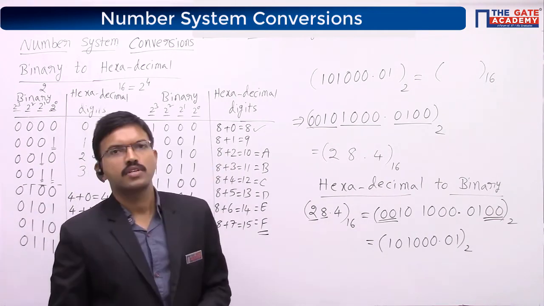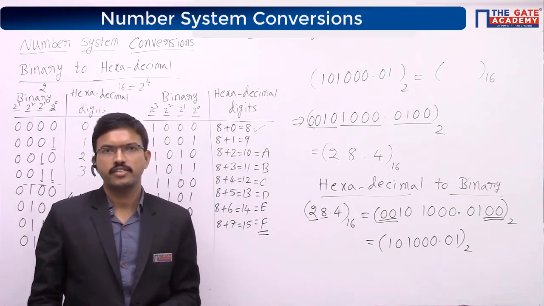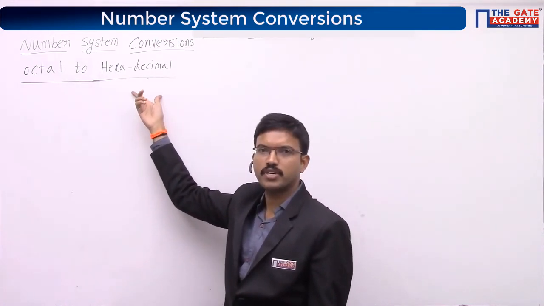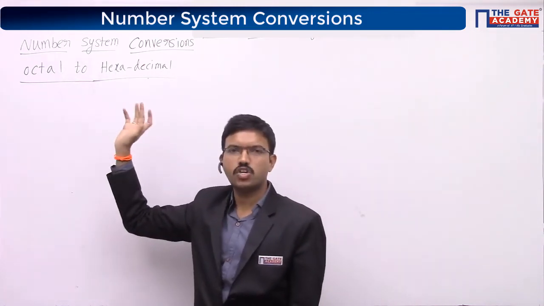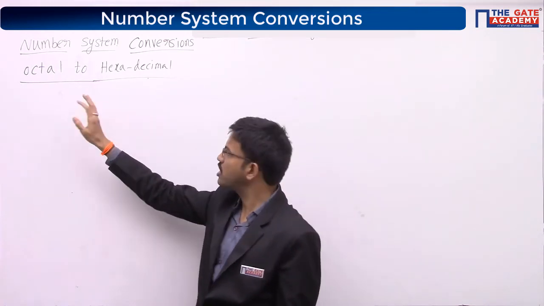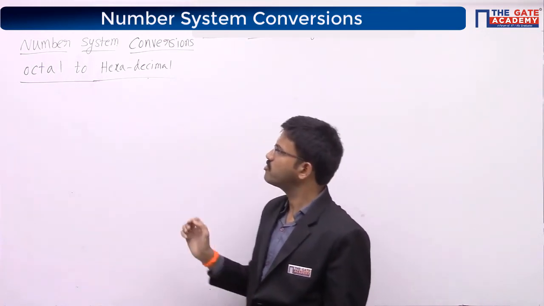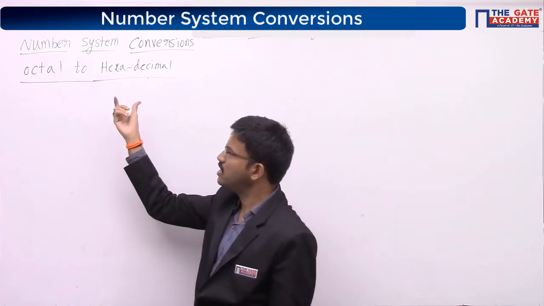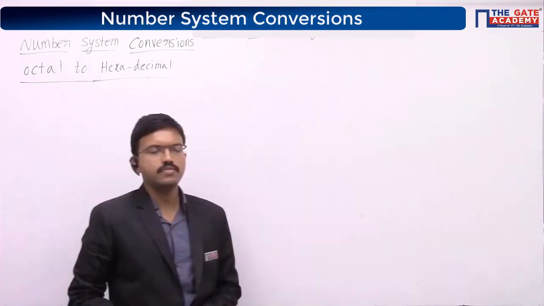What are those? Octal to hexa and hexadecimal to octal, right? Here we have to convert the octal number into a hexadecimal number. Direct conversion is not possible. Directly we cannot do the conversion from octal to hexadecimal. What we can do is first convert the octal number into binary, and then we'll convert the binary number into hexadecimal.